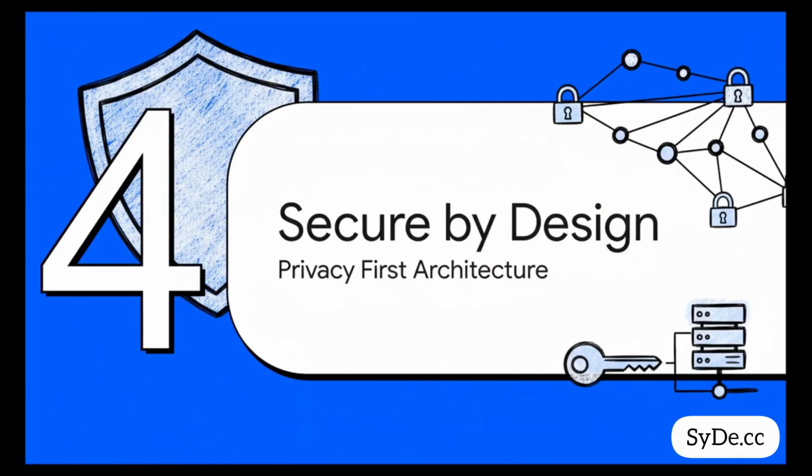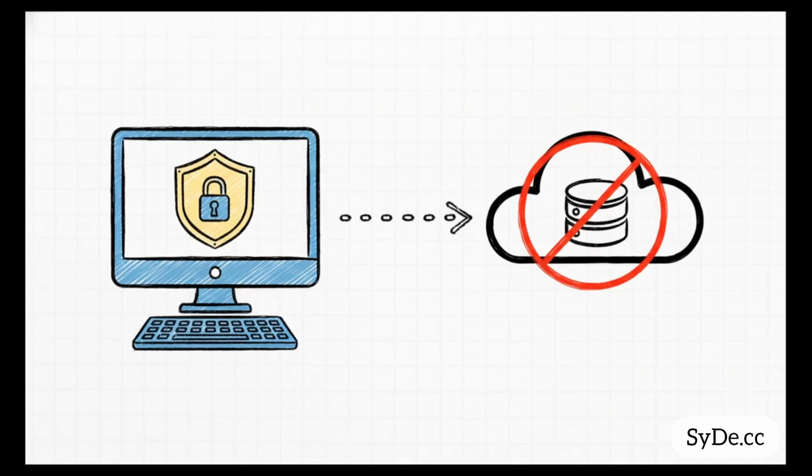Of course, with any tool that touches our designs, and maybe even our API keys, the first question is always going to be about security. How can you trust it? SyDe was built with a privacy-first architecture, and the core promise is super simple. Your sensitive data, especially API keys, is never stored on their servers, period. It's a zero-trust model from the ground up.